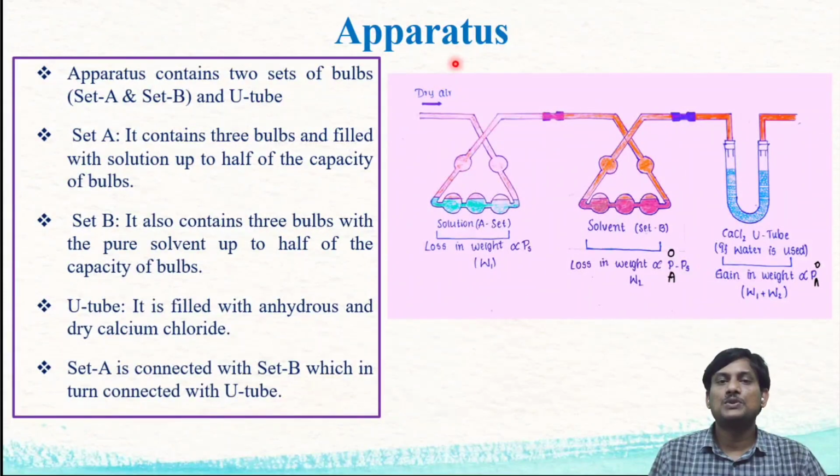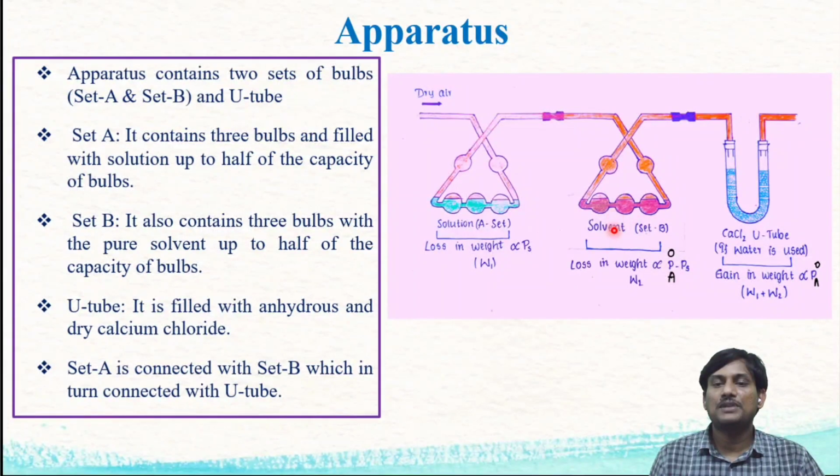The apparatus used in this method contains two sets of bulbs. The first one is set A and the second one is set B. Set A contains three bulbs which are filled with solution. Set B contains three bulbs which are filled with solvent. The filling of solution in set A and solvent in set B is up to half of the capacity of the bulbs.